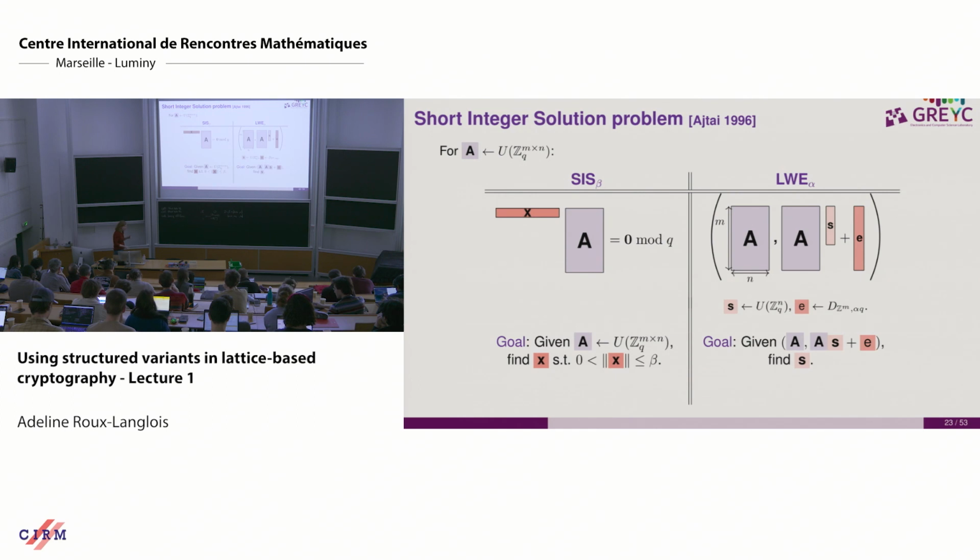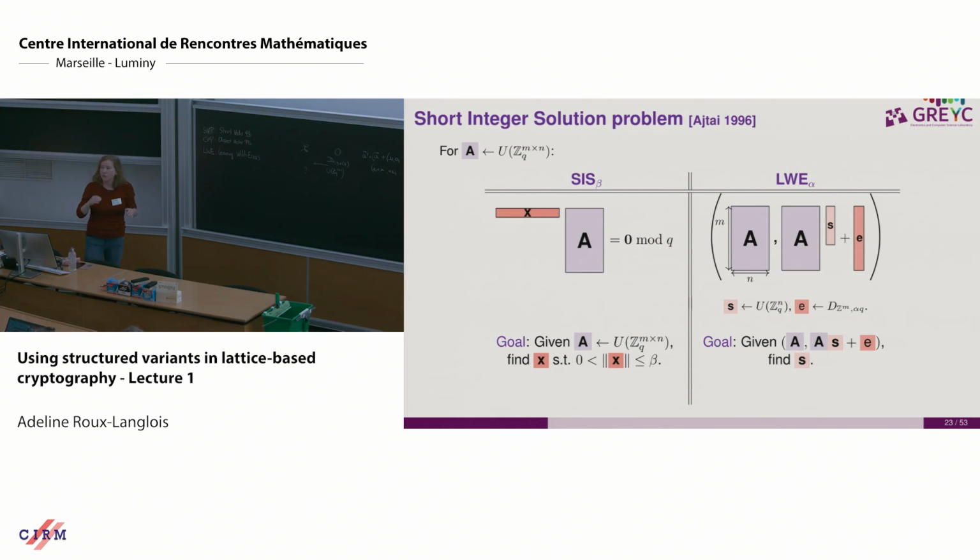So before I continue, I have a second problem to define, which is the short integer solution problem. I define it in the same slide as LWE because it's the same matrix A. In one case, I give you A, S plus E, and you have to find S. In the other one, I give you the same A, but this time I want you to find me a short X in the kernel of A, so a short X such that X times A equals 0 mod Q.